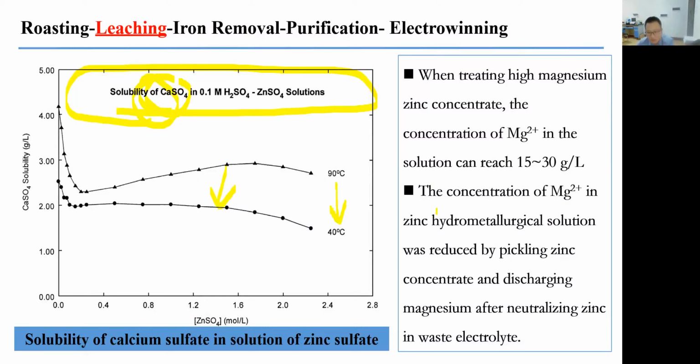and calcium sulfate may precipitate from the solution phase. And the concentration of magnesium cations in the solution phase can only be controlled by picking the concentrate. We have to use high quality concentrate with small magnesium content, and discharging magnesium from the neutralization zinc in the waste electrolyte is another route, and the solution should be treated to remove that magnesium.